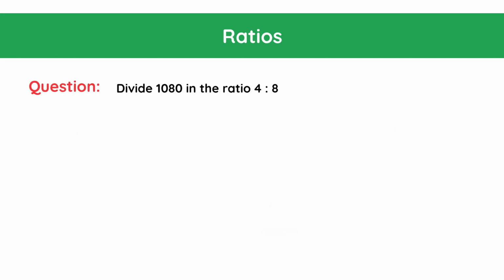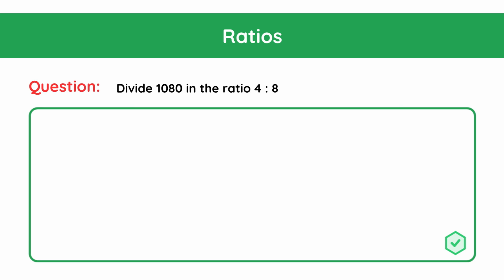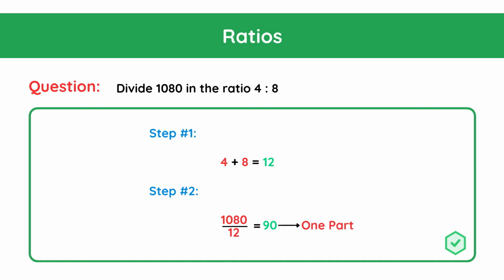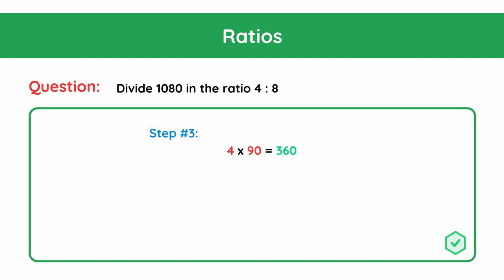Let's try one more. Divide 1080 in the ratio 4 to 8. You can pause the video and give it a try yourself. Step 1. Add the parts. 4 plus 8 is 12. Step 2. Divide 1080 by 12. That gives us 90. So one part is worth 90. Step 3. Multiply. 4 times 90 is 360 and 8 times 90 is 720. So 1080 divided in the ratio 4 to 8 gives us 360 and 720.